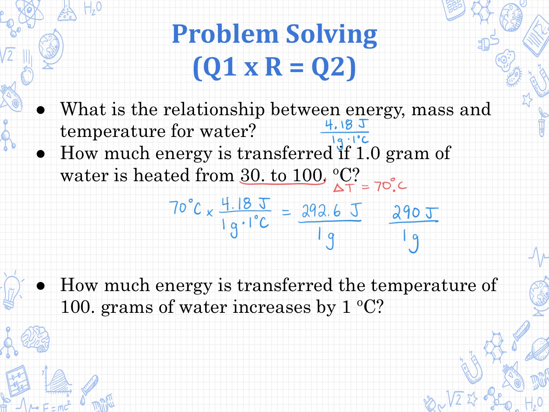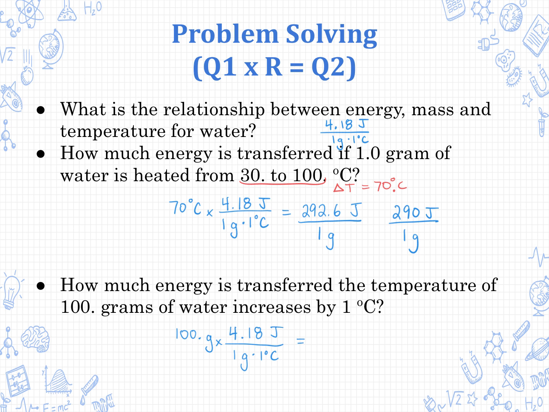Moving on to our second example. In this problem, we want to know how much energy is transferred if we're going to increase the temperature of some water by just 1 degree Celsius, but we want to increase the temperature of 100 grams of water. So again, we think about our relationship. It takes a little more than 4 joules for 1 gram to go up 1 degree Celsius. But we don't have just 1 gram, we have 100 grams. And so we need 100 times as much energy for 100 grams to go up 1 degree Celsius.